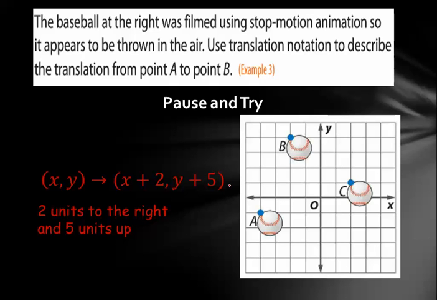All right, second part of the answer: 2 units to the right and 5 units up. Sorry, that's the description too in words.